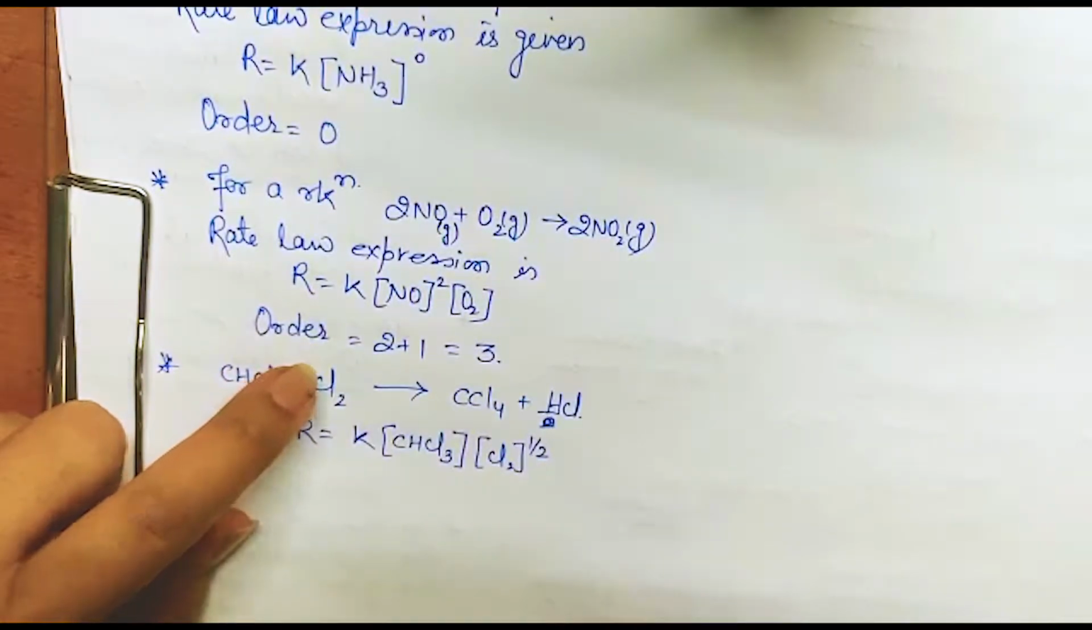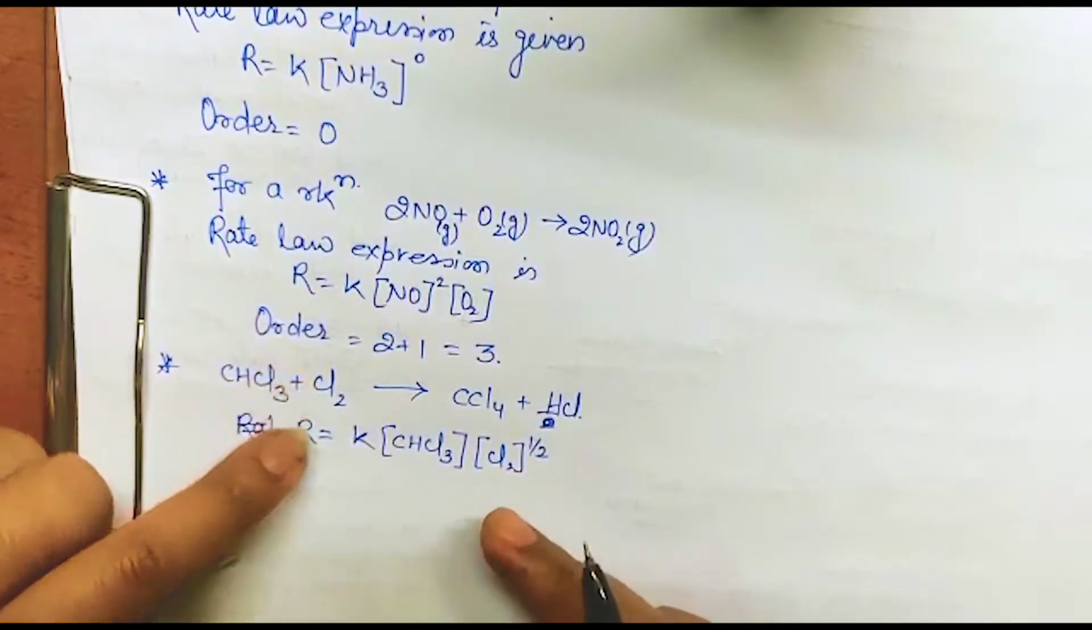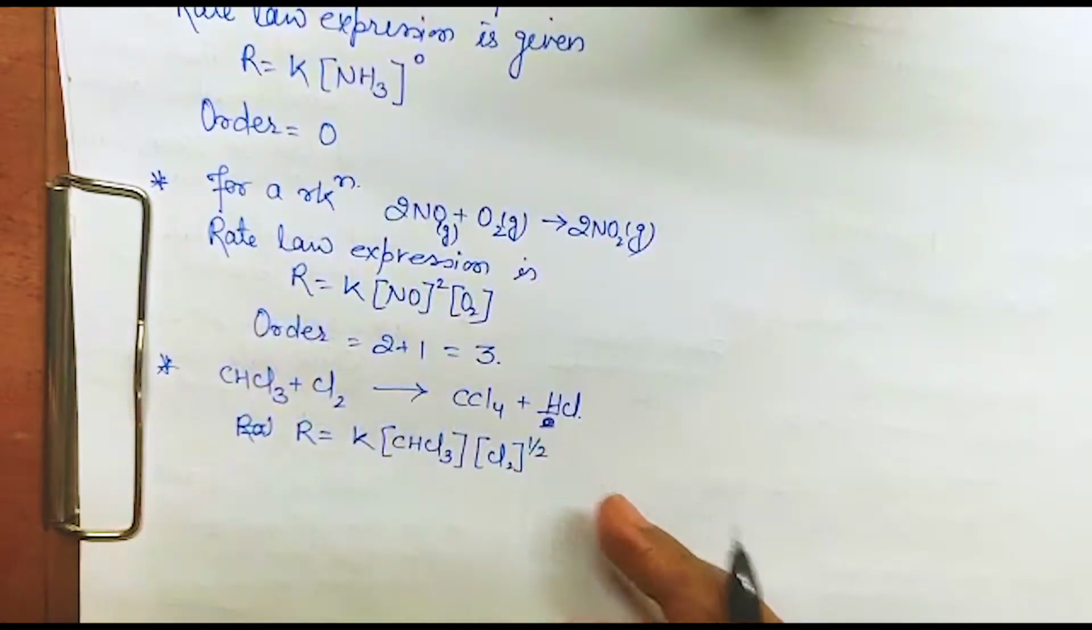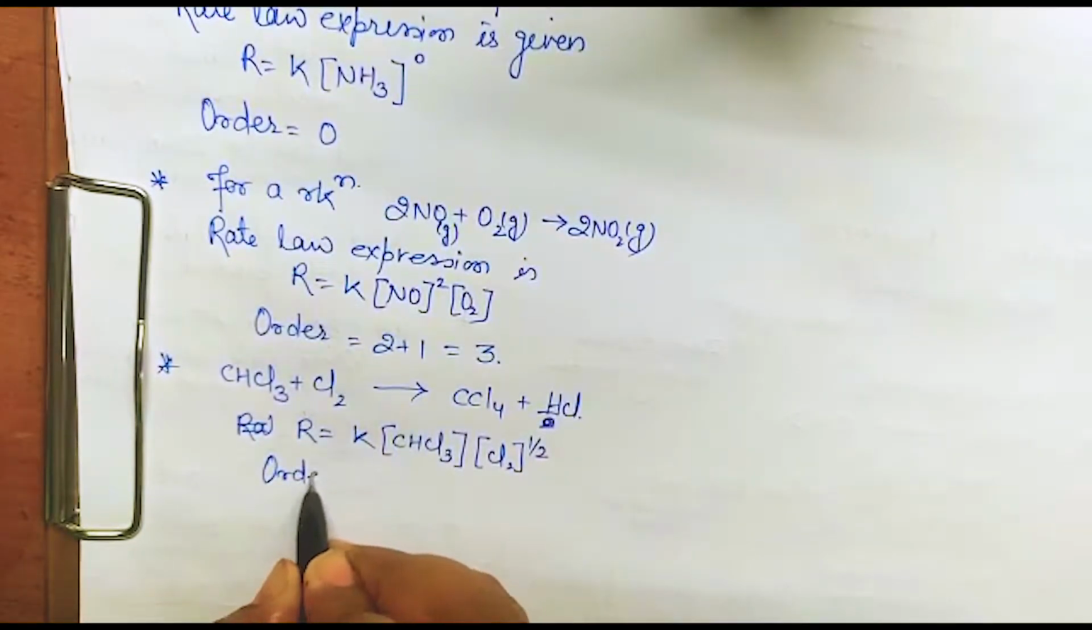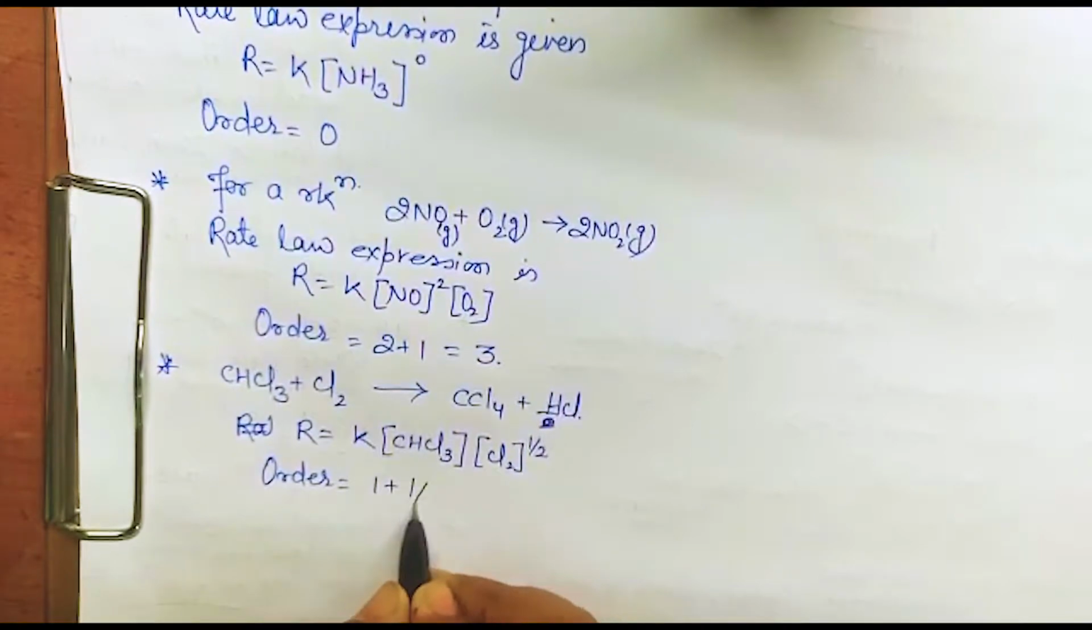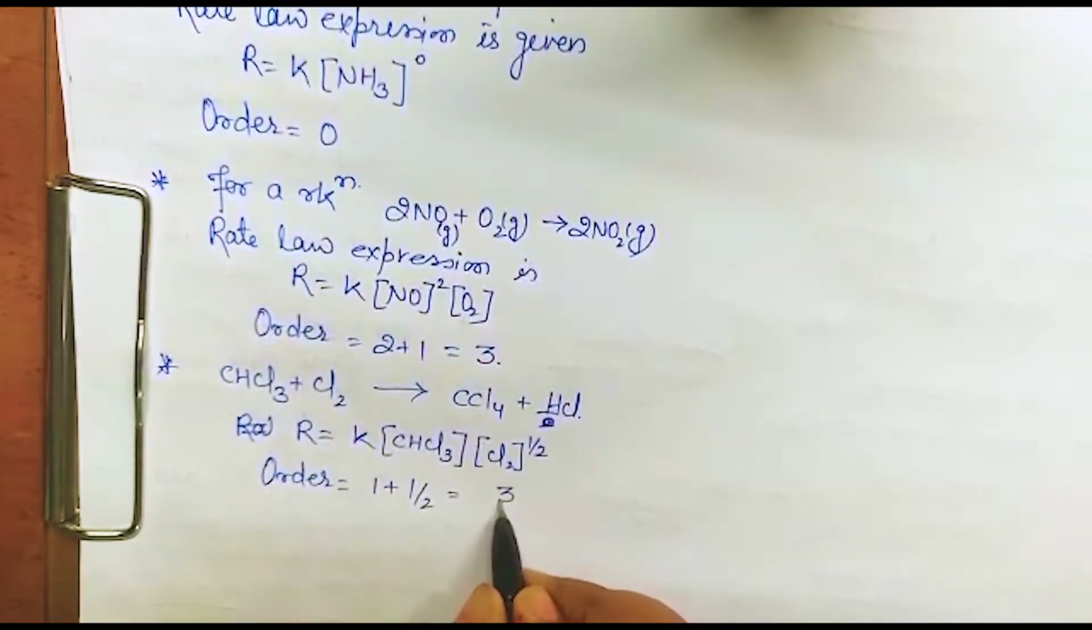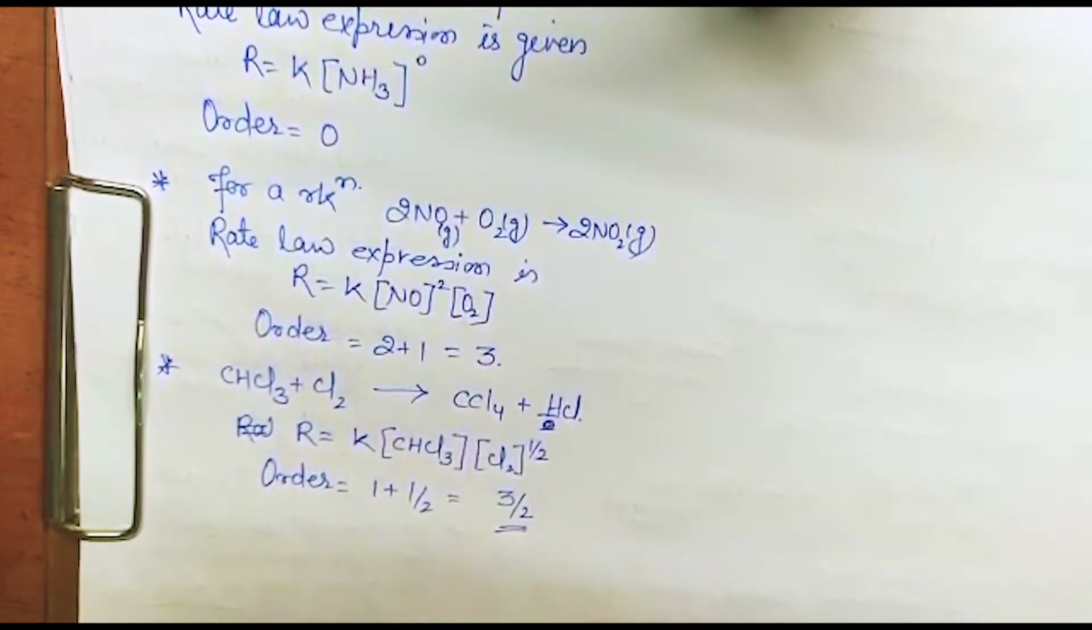Although the stoichiometric coefficient is 1, since in the rate law expression it is given half, we have to check the rate law expression only, and the order of reaction will be what? 1 plus 1 by 2, that means it is 3 by 2. Got it? So this can be the equation.